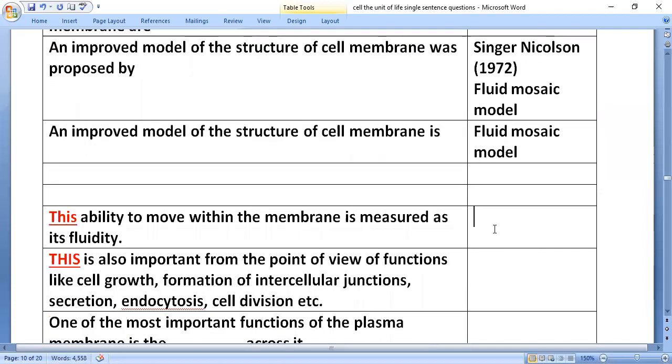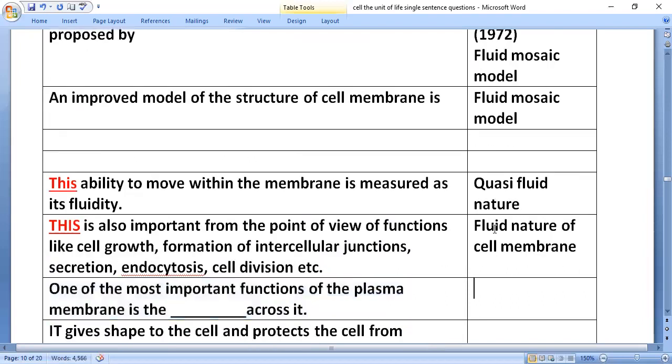This ability to move within the membrane is measured as fluidity, the quasi-fluid nature. This is also important from the point of view of functions like cell growth, formation of intercellular junctions, secretion, endocytosis, and cell division. The fluid nature of the cell membrane.